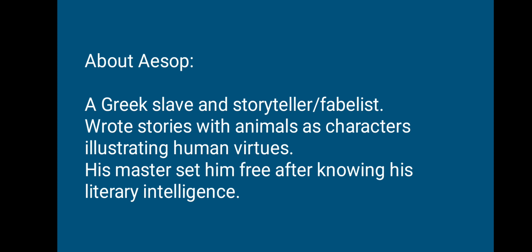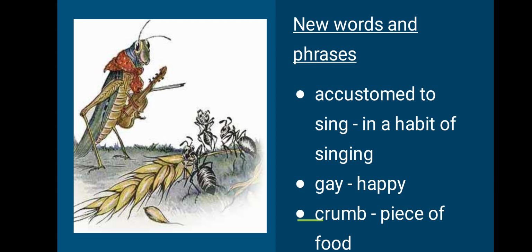Coming back to the first line of the poem, now take a pencil, underline the words that I tell you, and write down the meanings of those words next to them. First line, accustomed to sing. A silly young cricket. Cricket here is an insect and not a game. Bat and ball, no, it's an insect. Accustomed to sing means in a habit of singing.